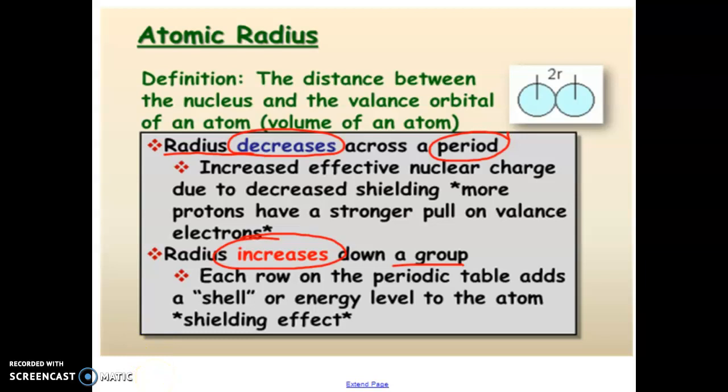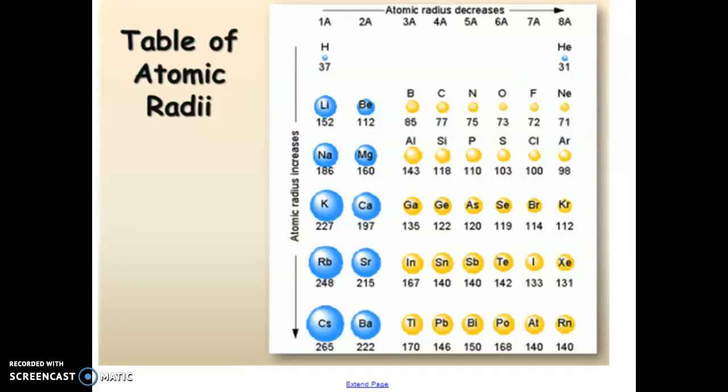This is just a nice little table to show you. It's not every single element on the periodic table, but just enough so you can see the general trend. As you see going from left to right, the atom is getting smaller and smaller. As you go down, and it doesn't matter which column you choose, the atom is getting larger and larger.